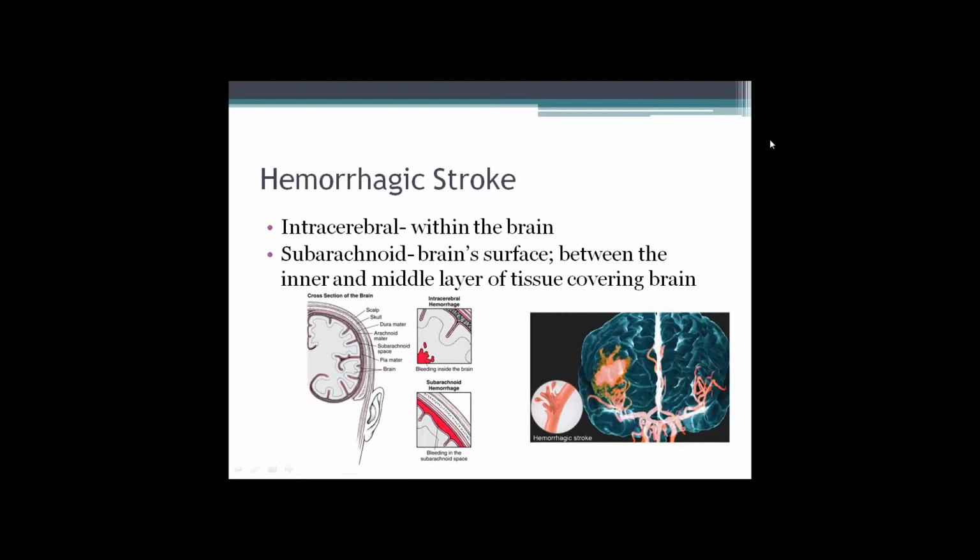In hemorrhagic strokes, these occur when blood vessels rupture and blood accumulates in the tissue around the rupture. This produces pressure on the brain and loss of blood to certain areas.